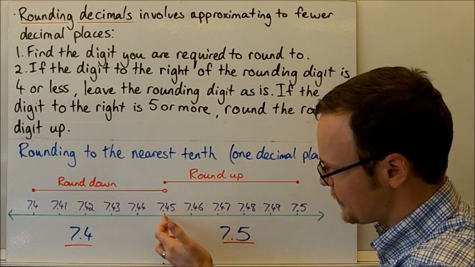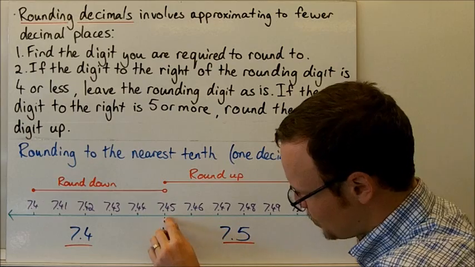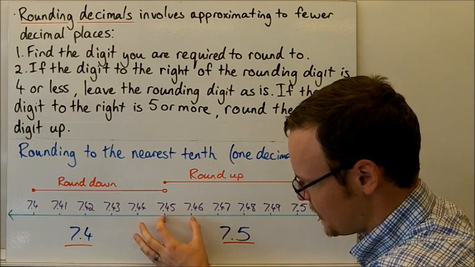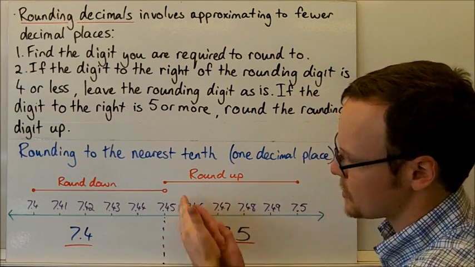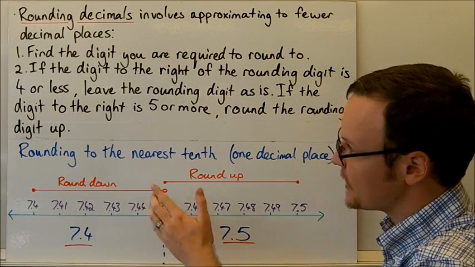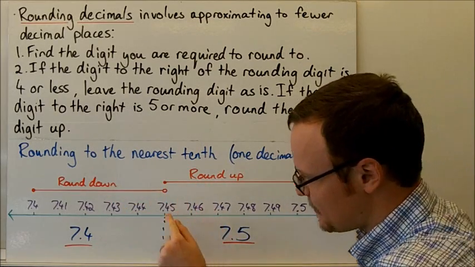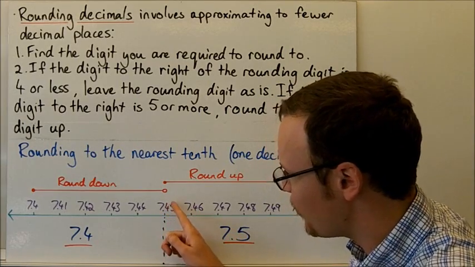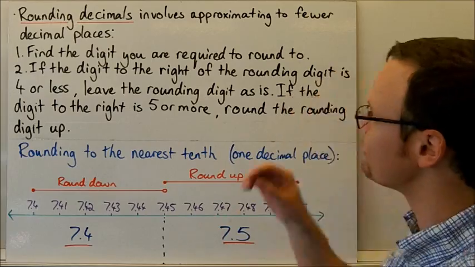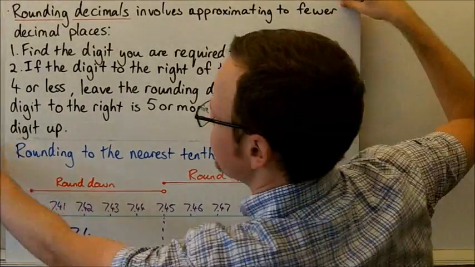Any of the numbers in between here, there are a whole bunch of other numbers in between 7.45 and 7.46, at smaller intervals between them. But we only have to look at the number next to the one we're rounding to. So if we're rounding to the nearest tenth, we only have to look at the one next to it. Let's have a look at some examples.